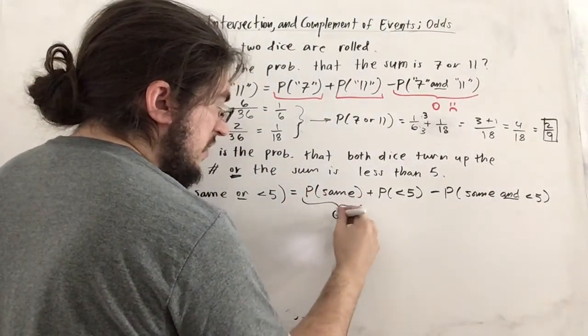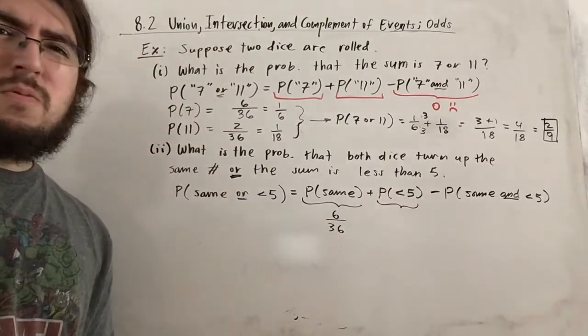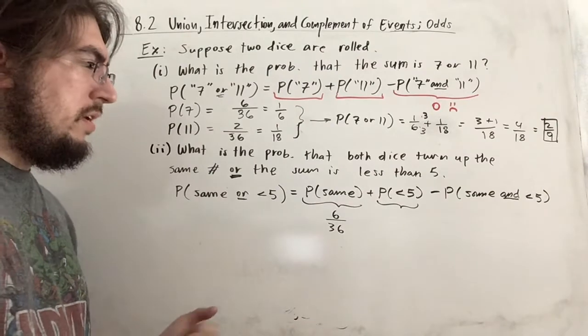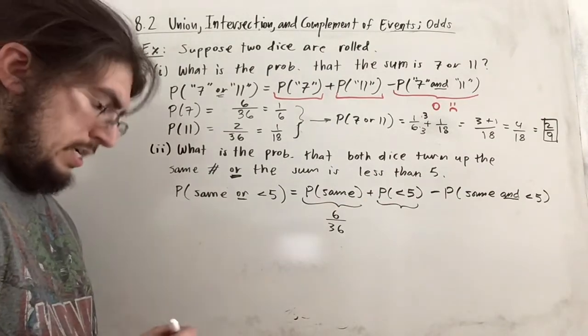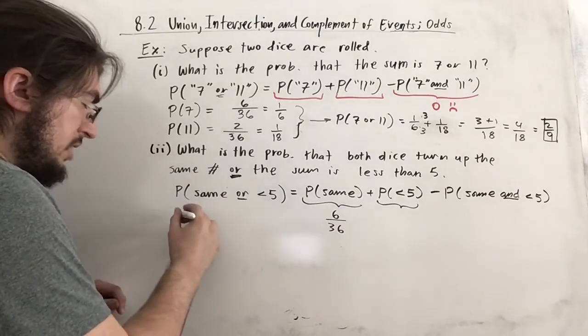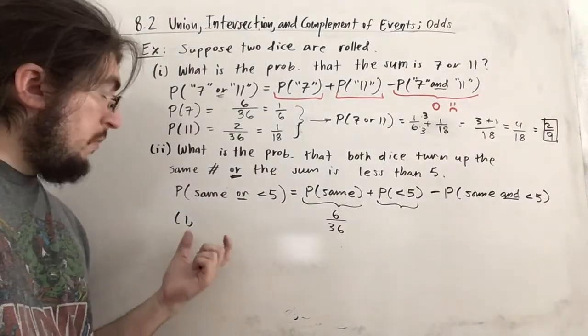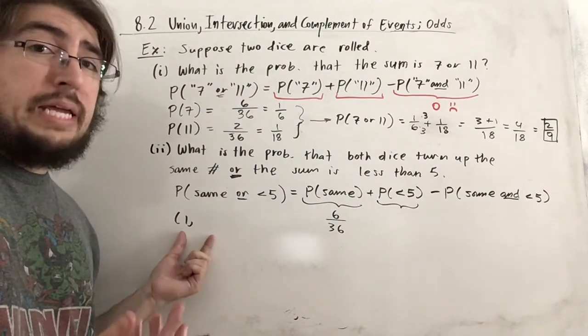So this is 6 over 36. What about less than 5? We also saw something similar to this one in chapter 7. But let's see. So if we roll a 1, then the next number has to be something that will make the total less than 5. It can't even be equal to 5.